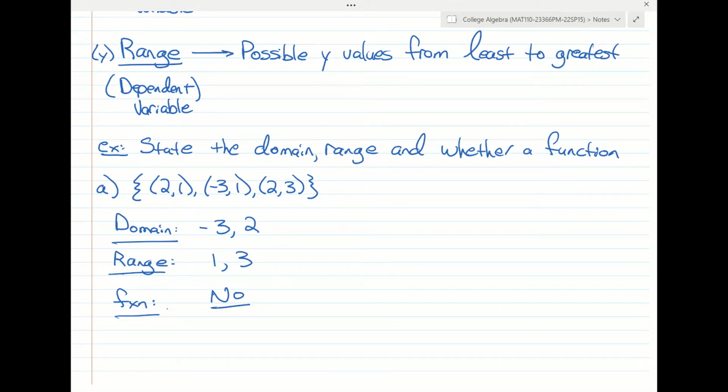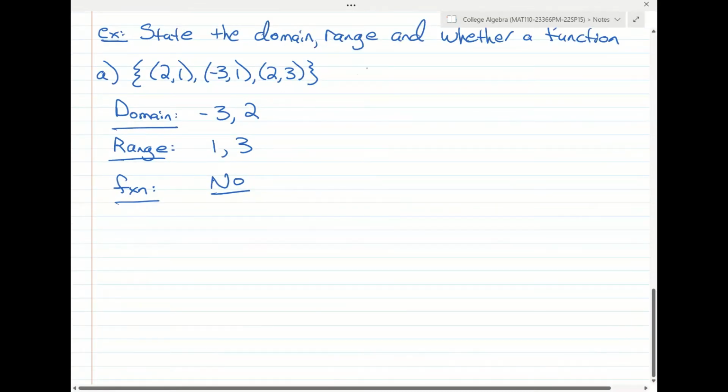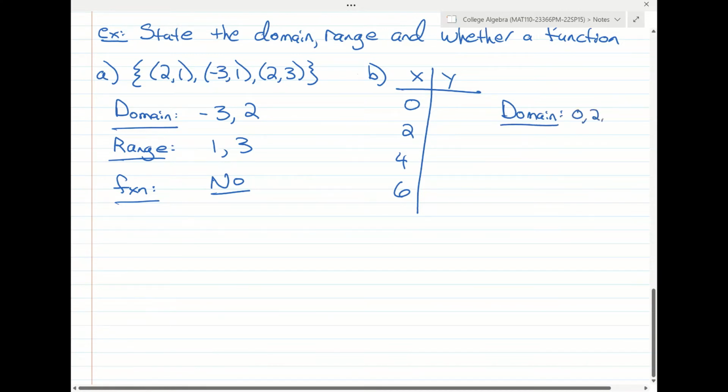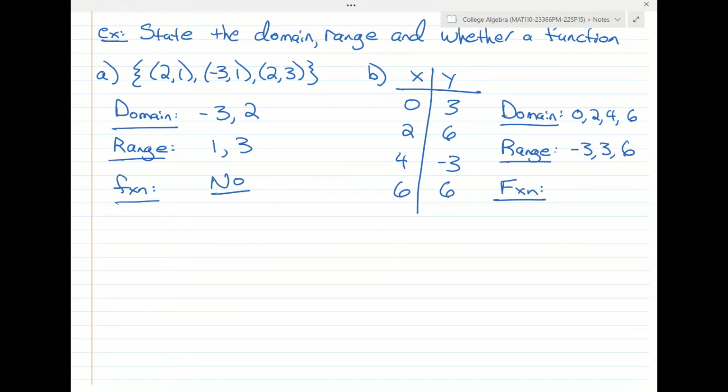We actually had something like this. We had a table, X and Y, 0, 2, 4, and 6 for the X values or the domain. Range values would be, let's see, we have 3, 6, negative 3, and 6. So remember, we want to write them from least to greatest. Negative 3, 3, and 6. Is this a function? Yeah, every X value shows up once, right? So we say yes.